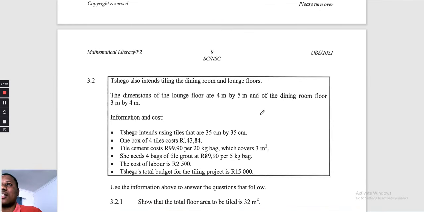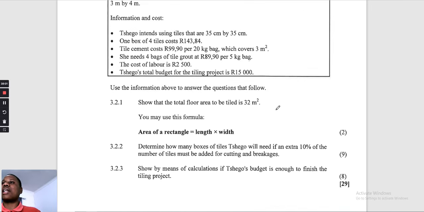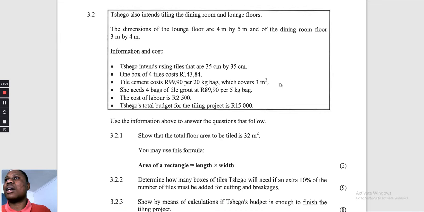Okay, the area to be tiled. Chiro intends tiling the dining room and the lounge. The dimensions of the lounge are this 4 meters by that. So we must calculate the area of the dining room and of the lounge, and then we add them together. Okay, so we're gonna have, let me go up again.